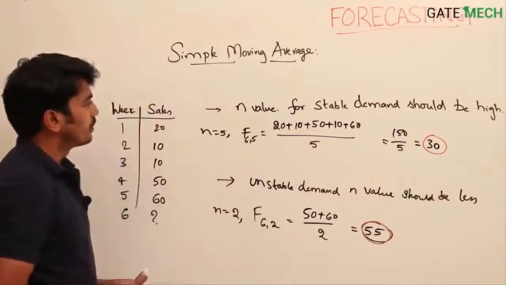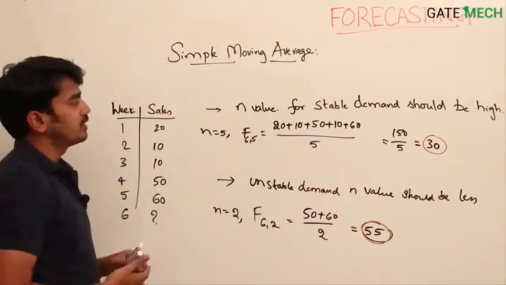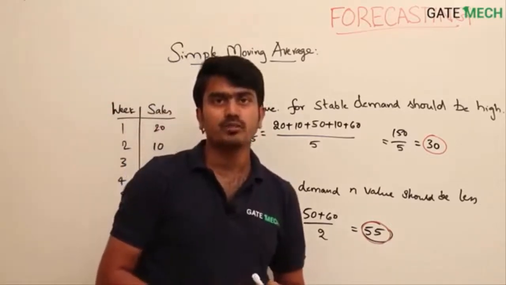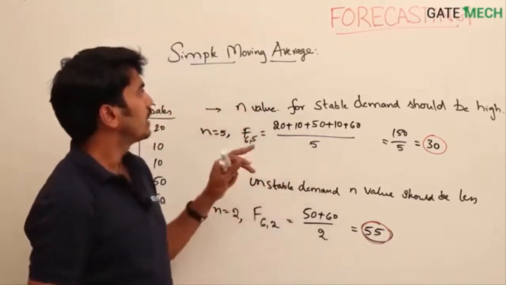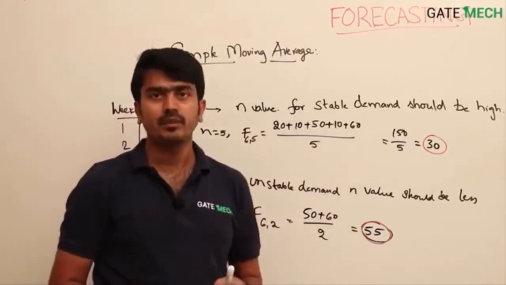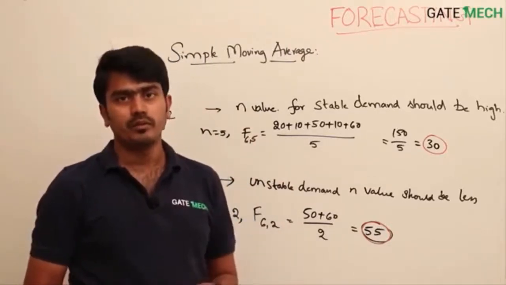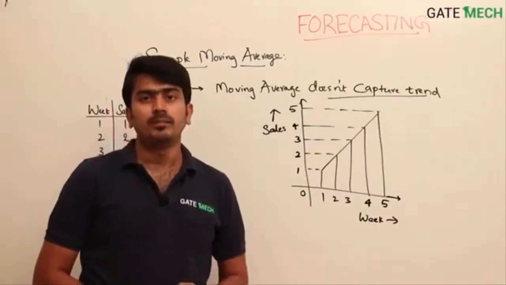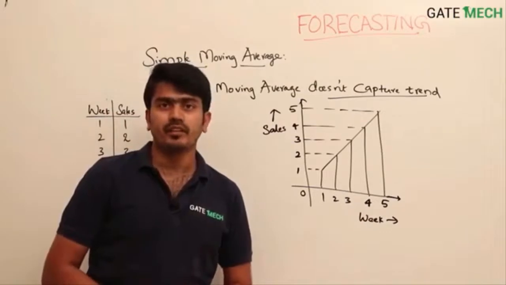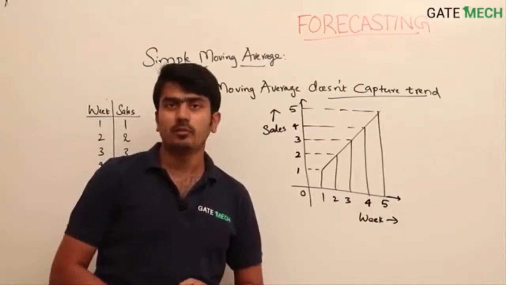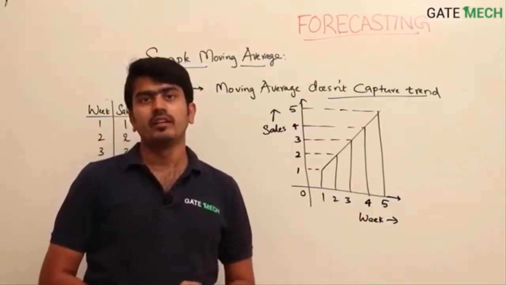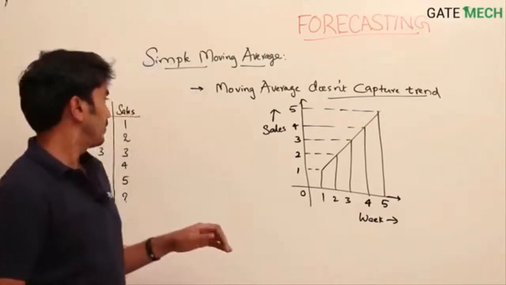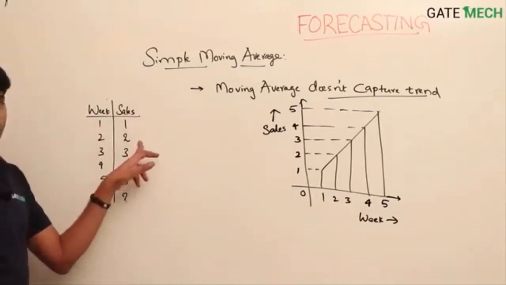Apart from this, there is one disadvantage of simple moving average, which is that it cannot capture the trend. I will take an example and explain how it works when there is a trend in the data. Simple moving average doesn't capture the trend, as well as other components like seasonality, because it's just a simple average. So I'm taking an example to explain how it works.